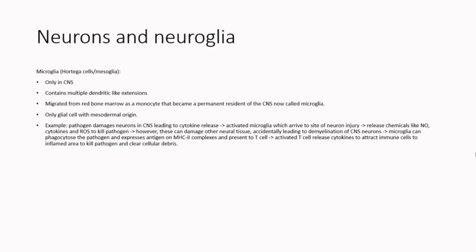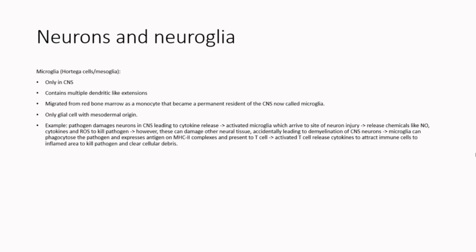Then we have microglia, the Ortega cells, and they are found only in the CNS. They have multiple dendritic-like extensions, and they migrate from the bone marrow as monocytes, then become permanent residents in the CNS, and are then called microglia. They are the only glia cells with a mesodermal origin.